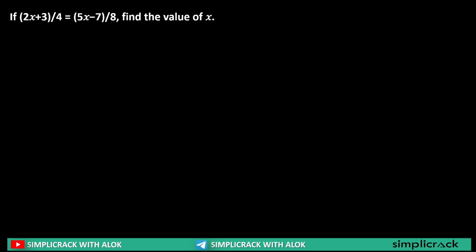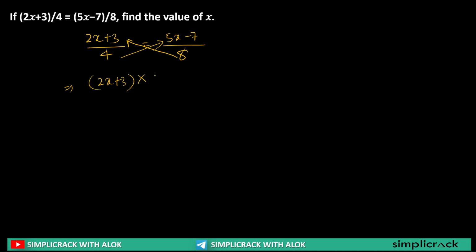Now here it is given, sir: 2x plus 3 divided by 4 is equal to 5x minus 7 divided by 8. So now you do not have to worry about it, things are really simple. What we'll be doing, this will be multiplied here, this will be multiplied here, right? Yes sir. So 2x plus 3 multiplied by 8 is equal to 5x minus 7 multiplied by 4.